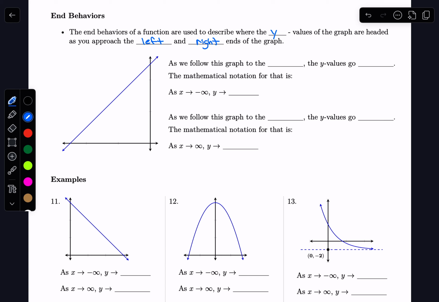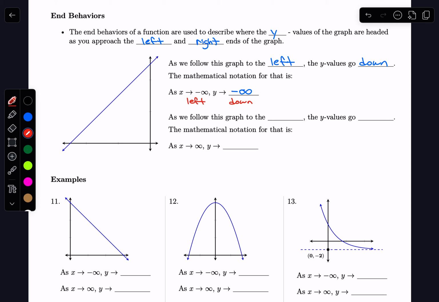So as we follow this graph to the left, the y values go down. So if we look at the left arrow here, it is pointed down, okay? The way we write that is as x goes to negative infinity. So that means as we go left, what does the y value do? It goes down. And so we say that the y value goes to negative infinity. So as x goes left, y goes down.